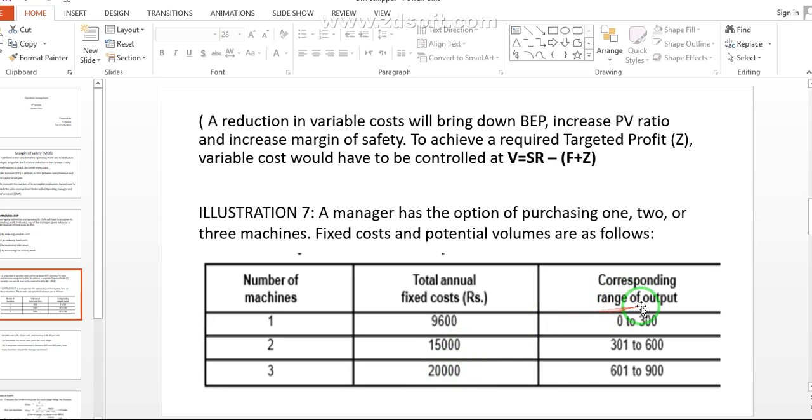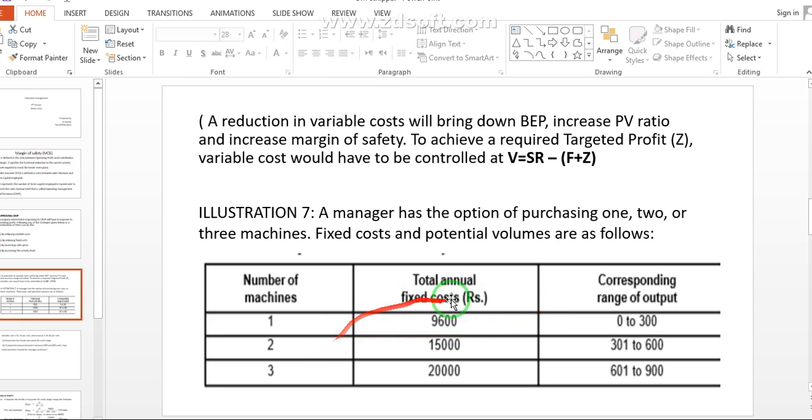And here the corresponding ranges of output are also given. For machine 1, the total annual cost is 9,600, but the output would be from 0 to 300, and then machine 2 respectively 15,000, the output would be 301 to 600, and machine 3 is 20,000 rupees, the output would be 601 to 900. It means that, as we say, an operation is something where we give the input, process it and then output it.